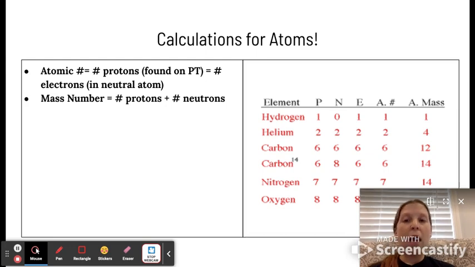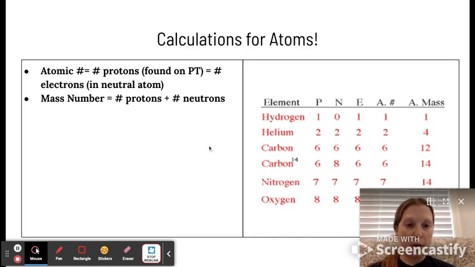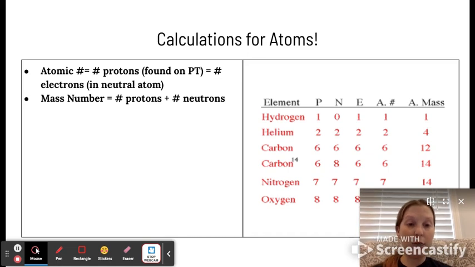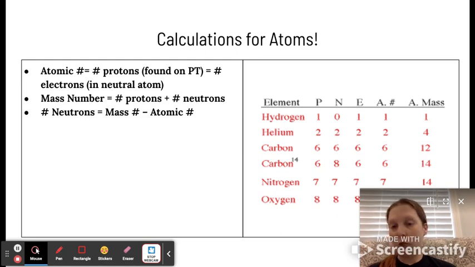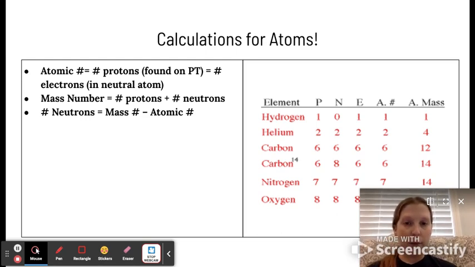The next calculation you need to know is your mass number. So your mass number is the number of protons plus the number of neutrons. This value is a whole number. So this is different from the average atomic mass, which is the one on the periodic table. So this mass number is usually supplied for you. If you need to know number of neutrons, then you do mass number minus atomic number.